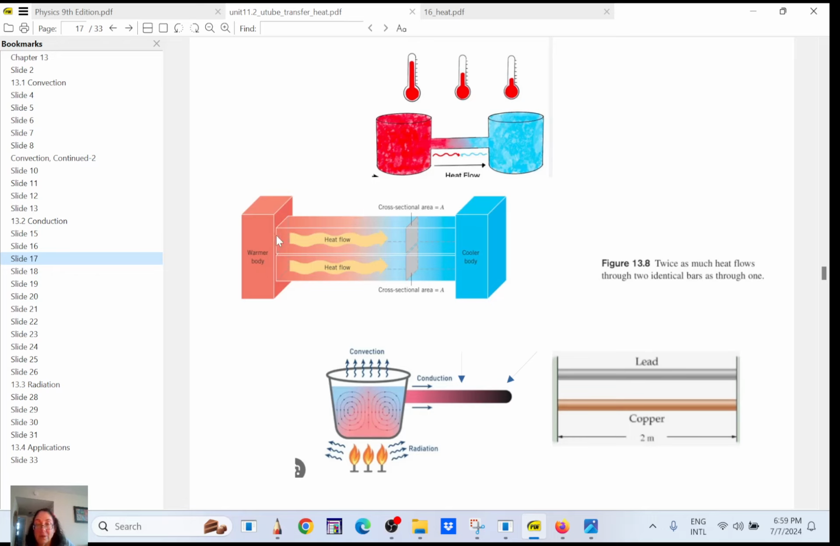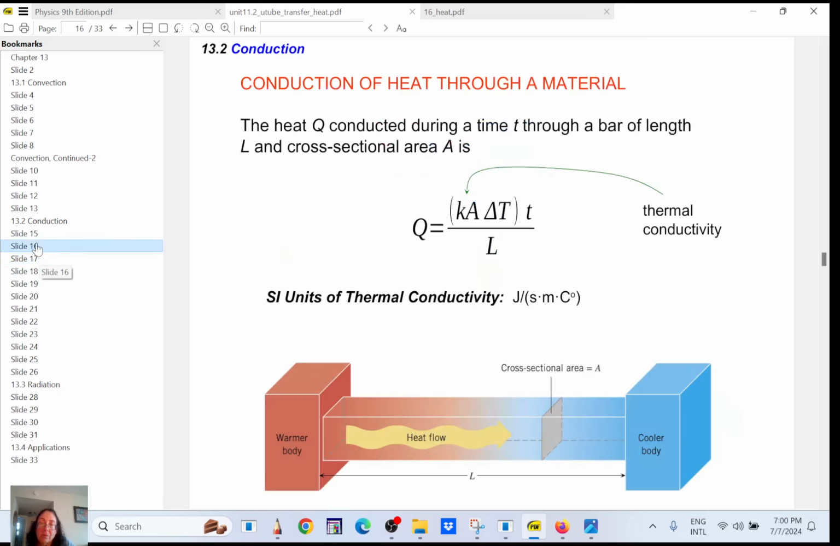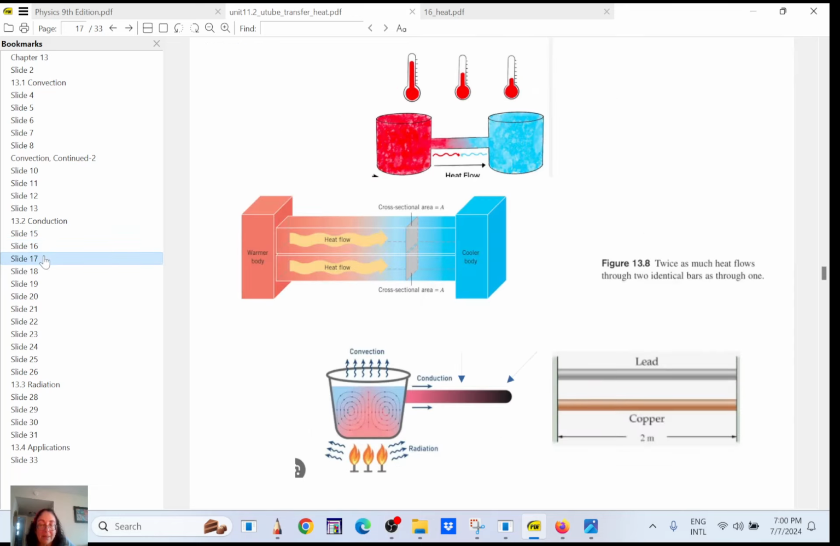And interestingly, this is coming from your book as well. It makes sense that if you increase the area, so if the area is multiplied by 2, you can see here that the rate at which the heat is flowing is also multiplied by 2. That's why it's proportional to the area. That makes sense, right?